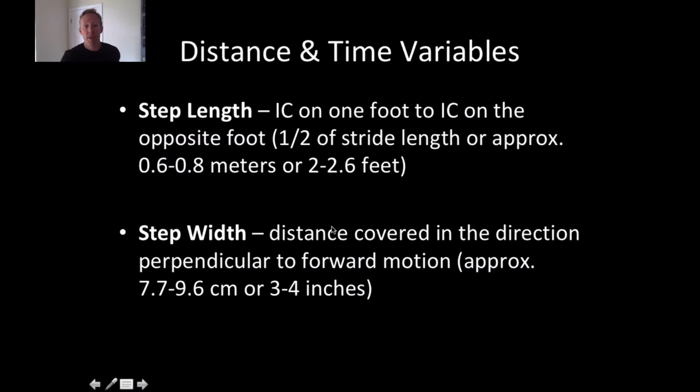And our step width is the distance covered in the direction perpendicular. So if we're moving forward, it's the direction perpendicular. So basically, what's the width on the ground that we'd cover as we move forward? And it's pretty small. If you watch people from behind, their feet actually come very close together when they walk. So it's only about 3 to 4 inches of width that people are taking up when they walk, when you go from kind of inside of one foot to inside of the other.